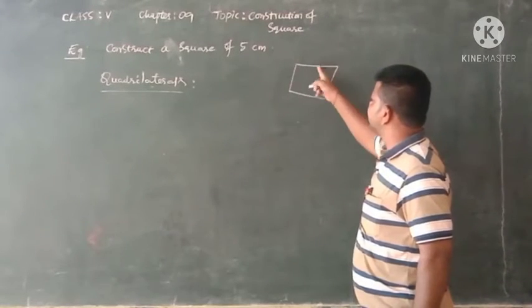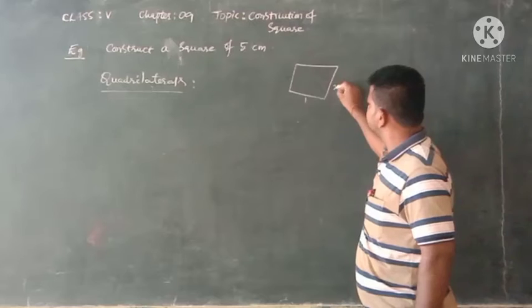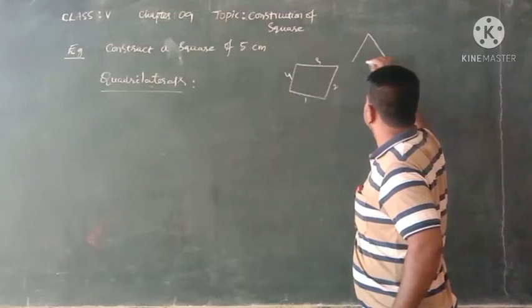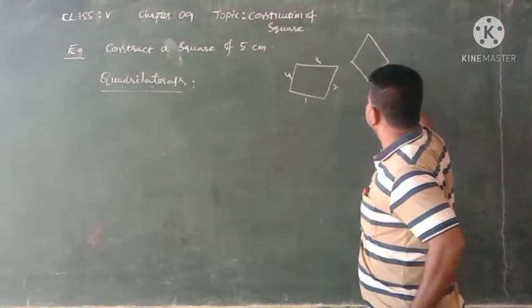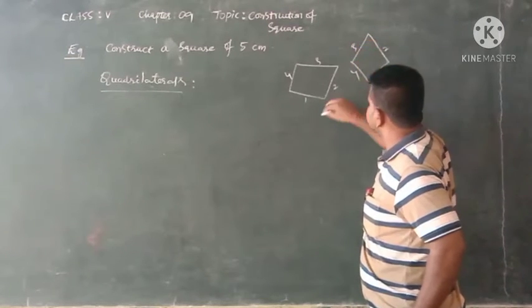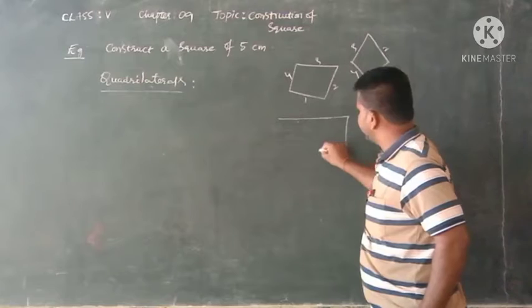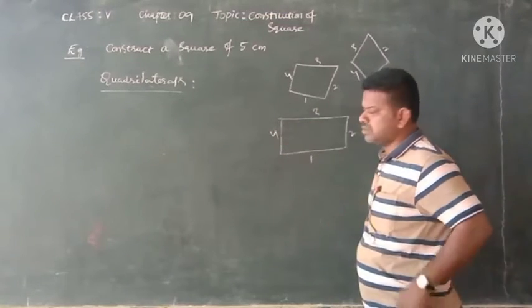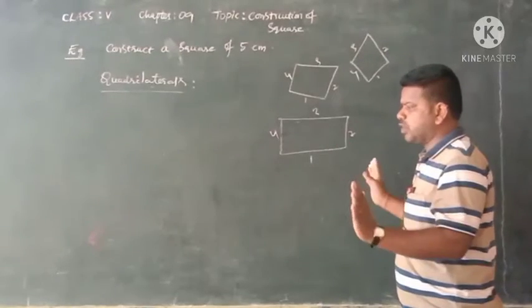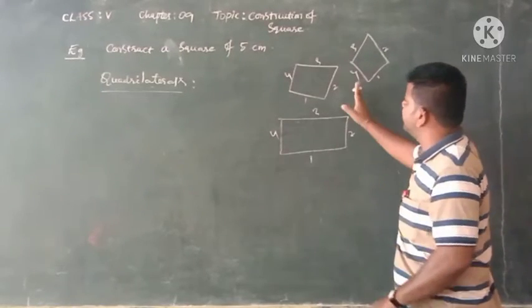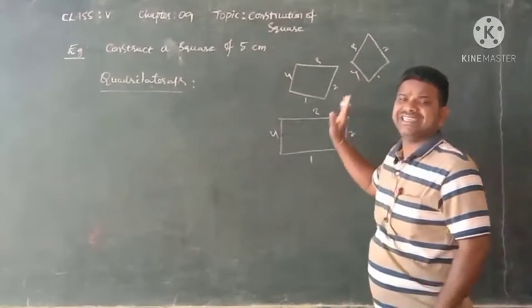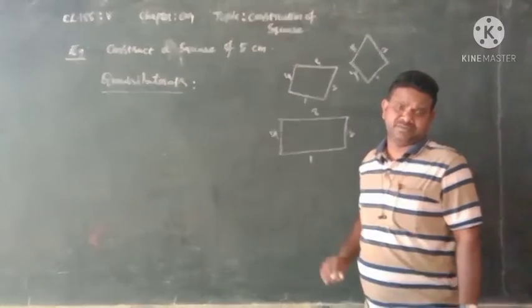How many sides does it have? There are 4 sides. 1, 2, 3 and 4. So this is one closed figure, and this is also formed by 4 line segments. And this is one closed figure. It is also formed by 4 line segments. So the closed shape which is formed by 4 line segments is called a quadrilateral.